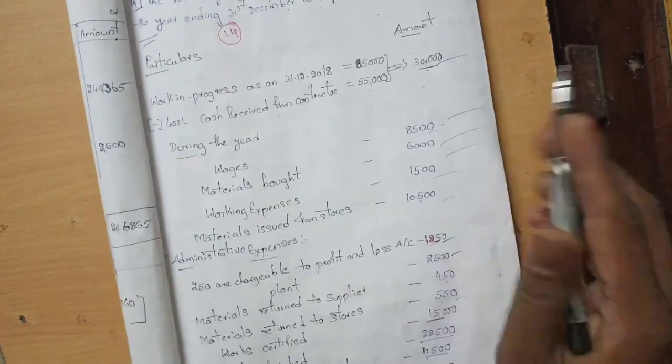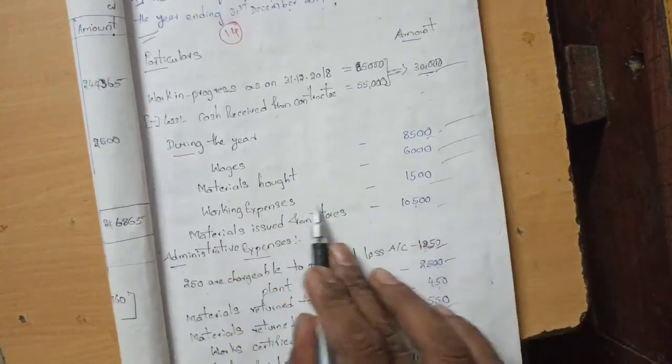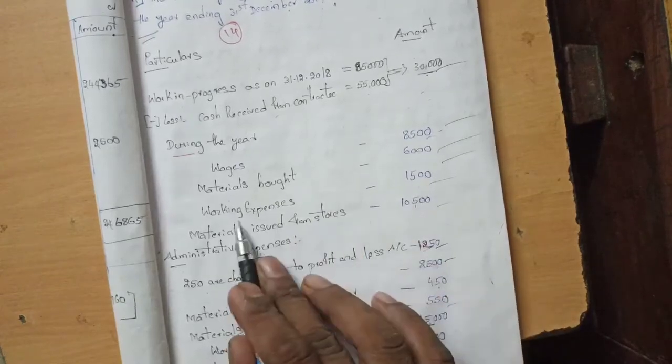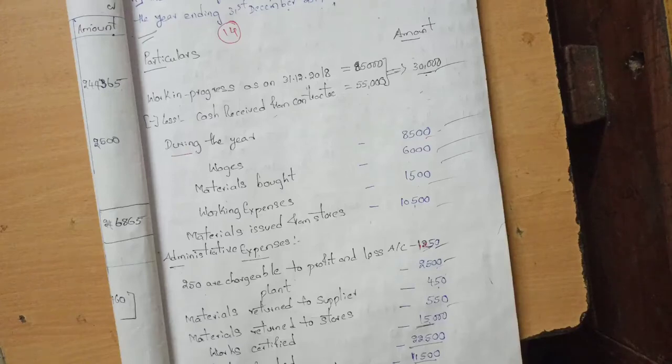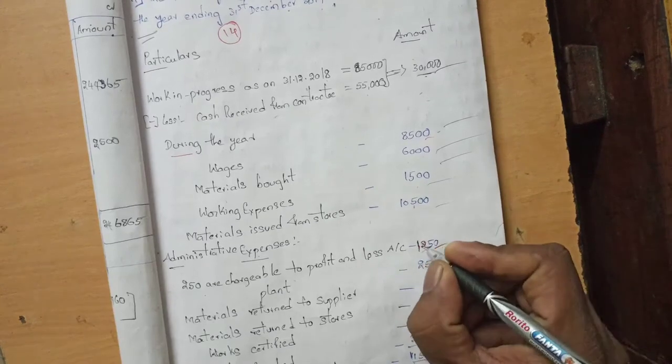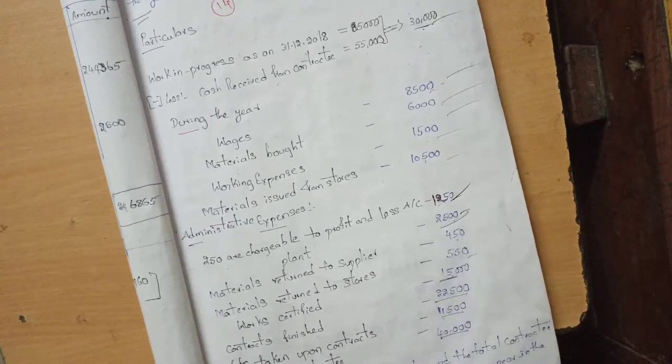Wages is 8,500, materials bought 6,000, working expenses 1,500, material issued from stores 10,500, administrative expenses 250, charged to profit and loss account 1,250. Plant is 2,500. Materials returned to supplier is 4,450. Materials returned to stores is 550.